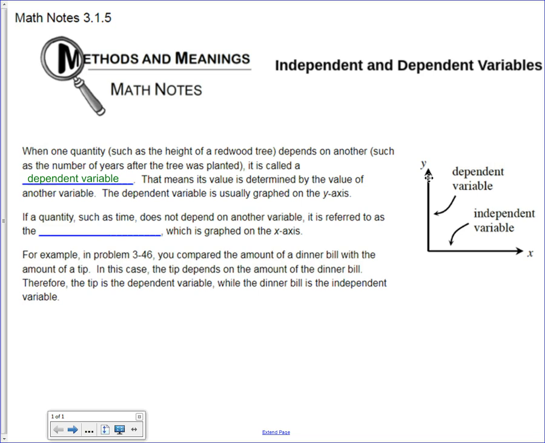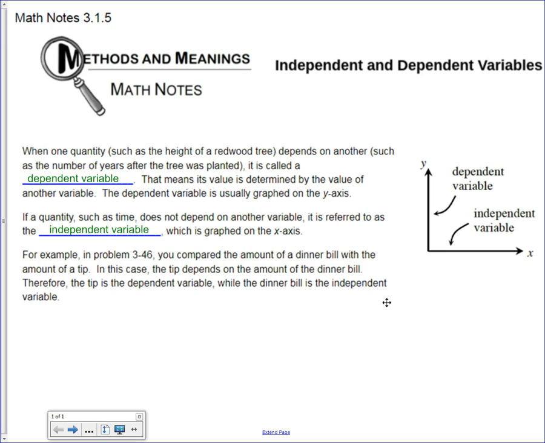If a quantity such as time does not depend on another variable, it is referred to as the independent variable, which is graphed on the x-axis. So an independent variable is graphed over here. In that same redwood example, it would be the number of years. In the example of how much money you make, it would be the number of hours, because your amount of money depends on the number of hours. That makes the hours independent.